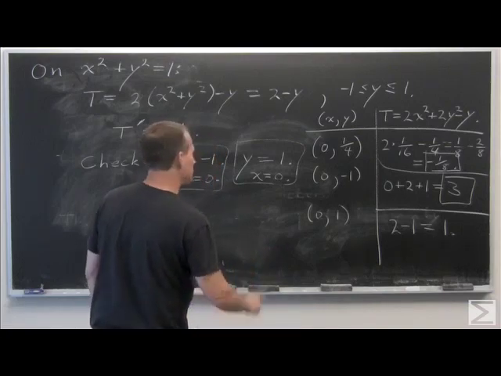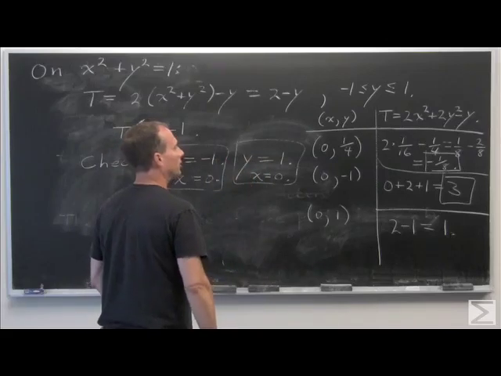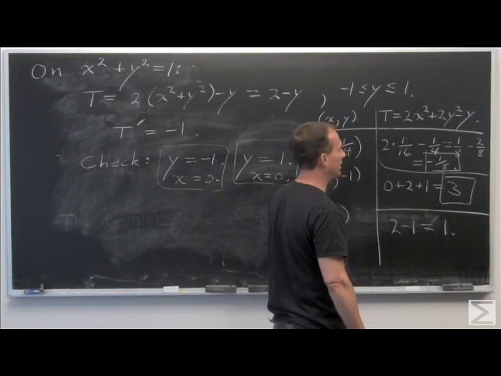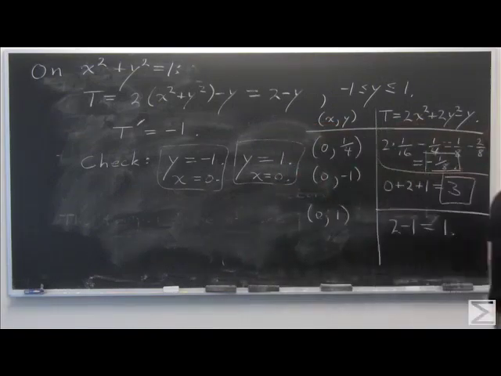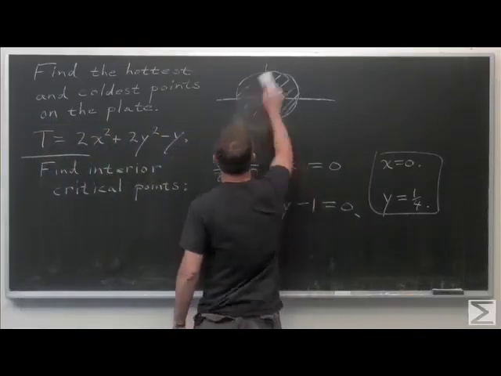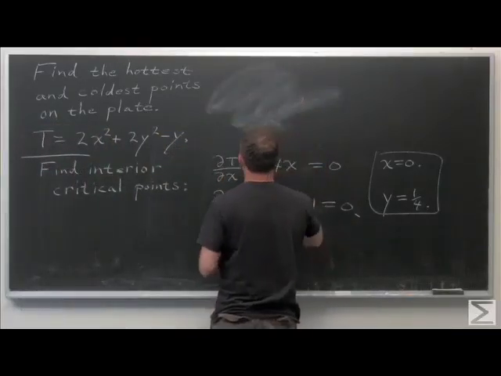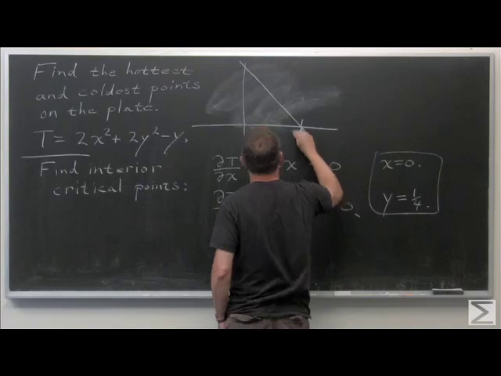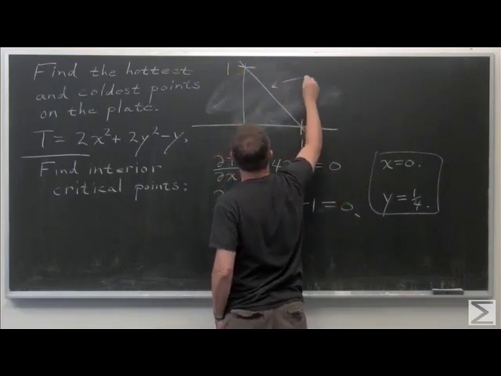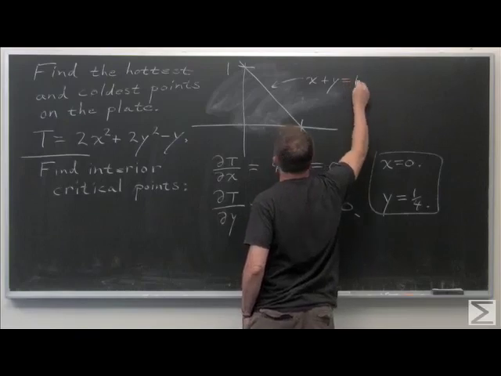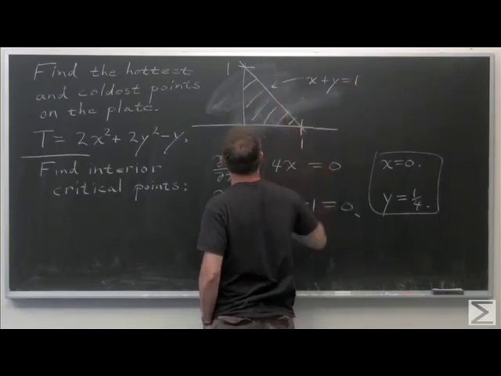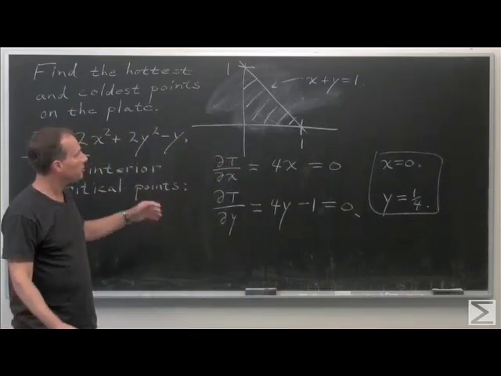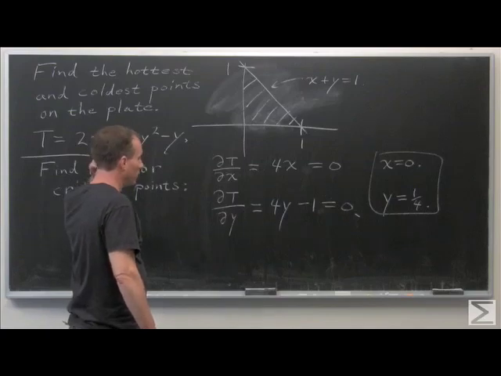I want to change this problem and look at it again, but where I change where the plate is and the shape of the plate. So in that respect, it's not the same problem. But I want to change the plate to where it occupies a triangular region. Here's one. This line is x plus y equals 1. And I want to suppose that the plate occupies this triangular region in the first quadrant, bounded by the x-axis, the y-axis, and x plus y equals 1.